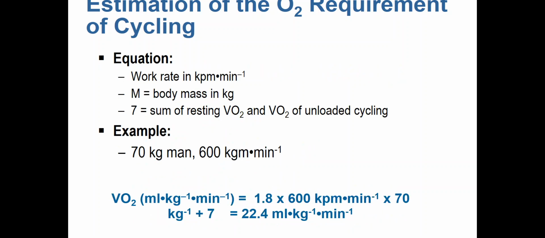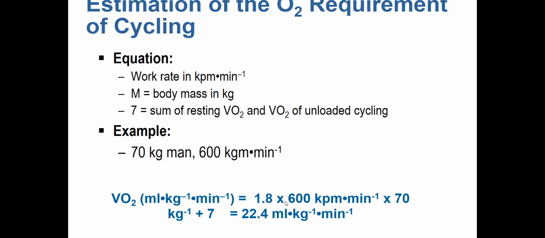So here's an example. The equation is the work rate in kiloponds per minute. You have M, which is the body mass of the individual, in kilograms, and then 7 is the sum of the resting VO2 and the VO2 of an unloaded cycle. So for a 70 kilogram man, we have the force of the individual, or the external force. We have the rate at which they are cycling, and then at that point it's just a simple product.